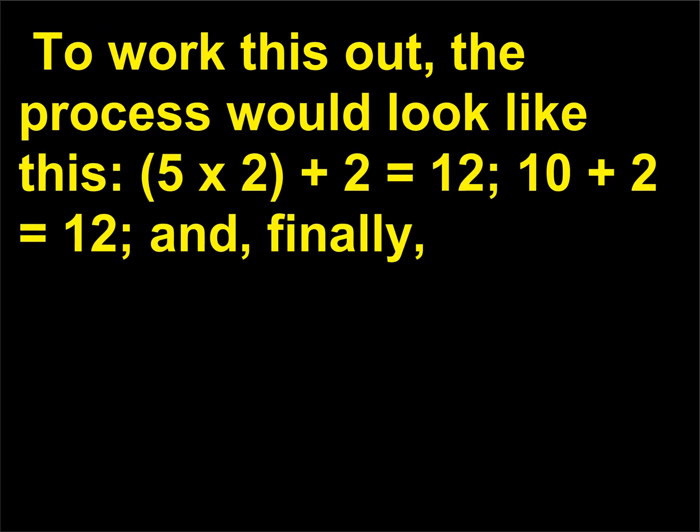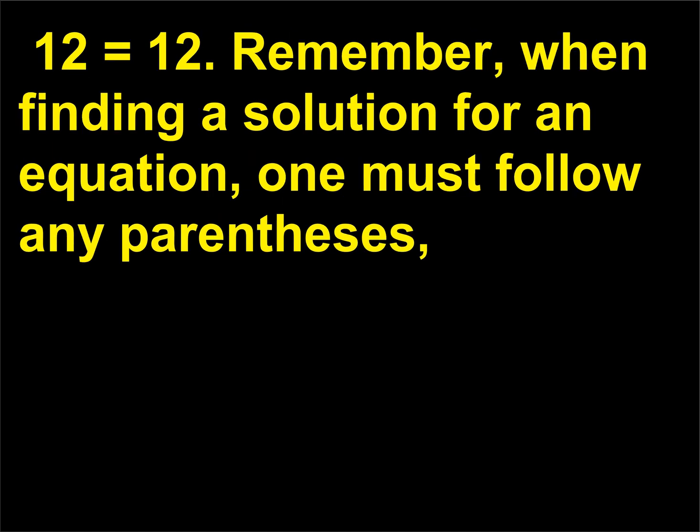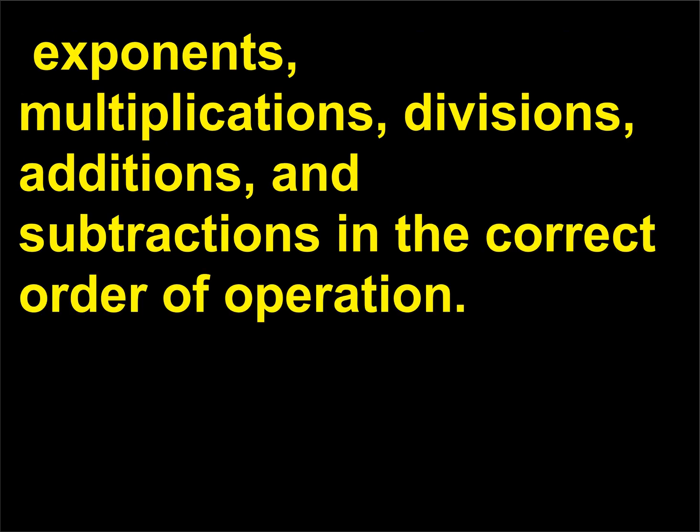To work this out, the process would look like this: 5 x 2 + 2 = 12, 10 + 2 = 12, and finally, 12 = 12. Remember, when finding a solution for an equation, one must follow any parentheses, exponents, multiplications, divisions, additions, and subtractions in the correct order of operation.